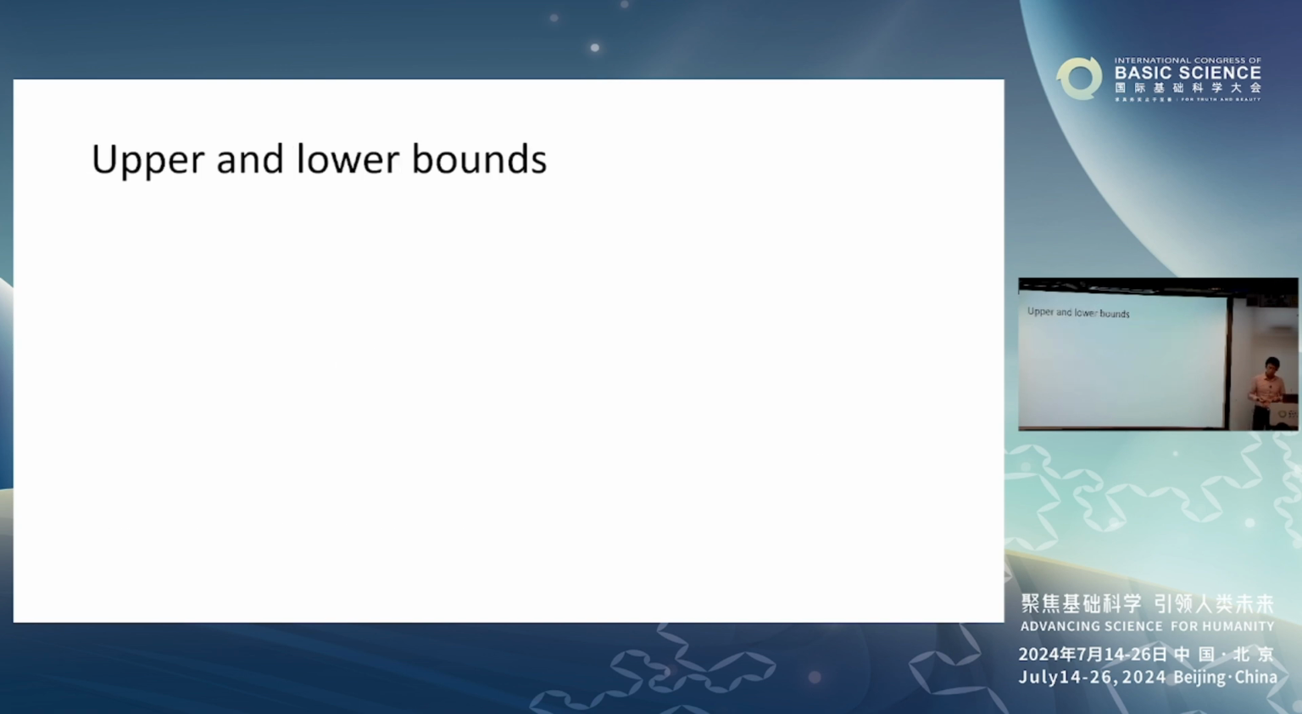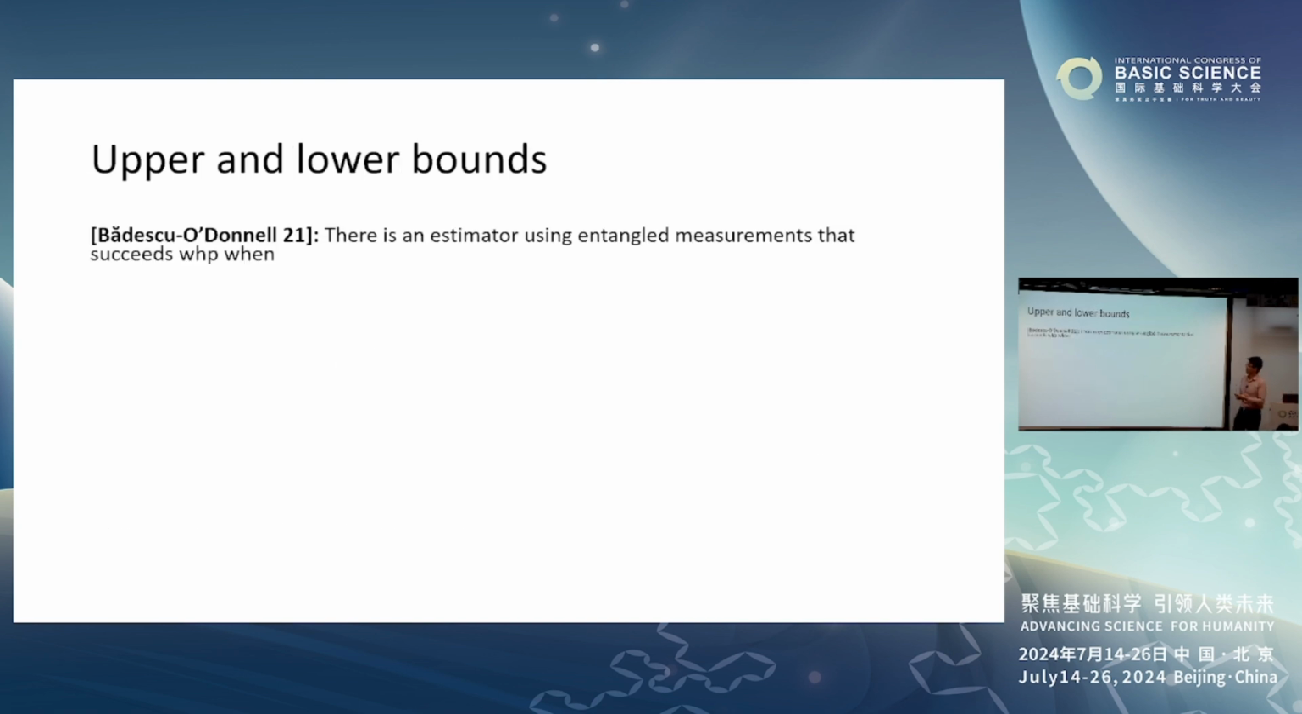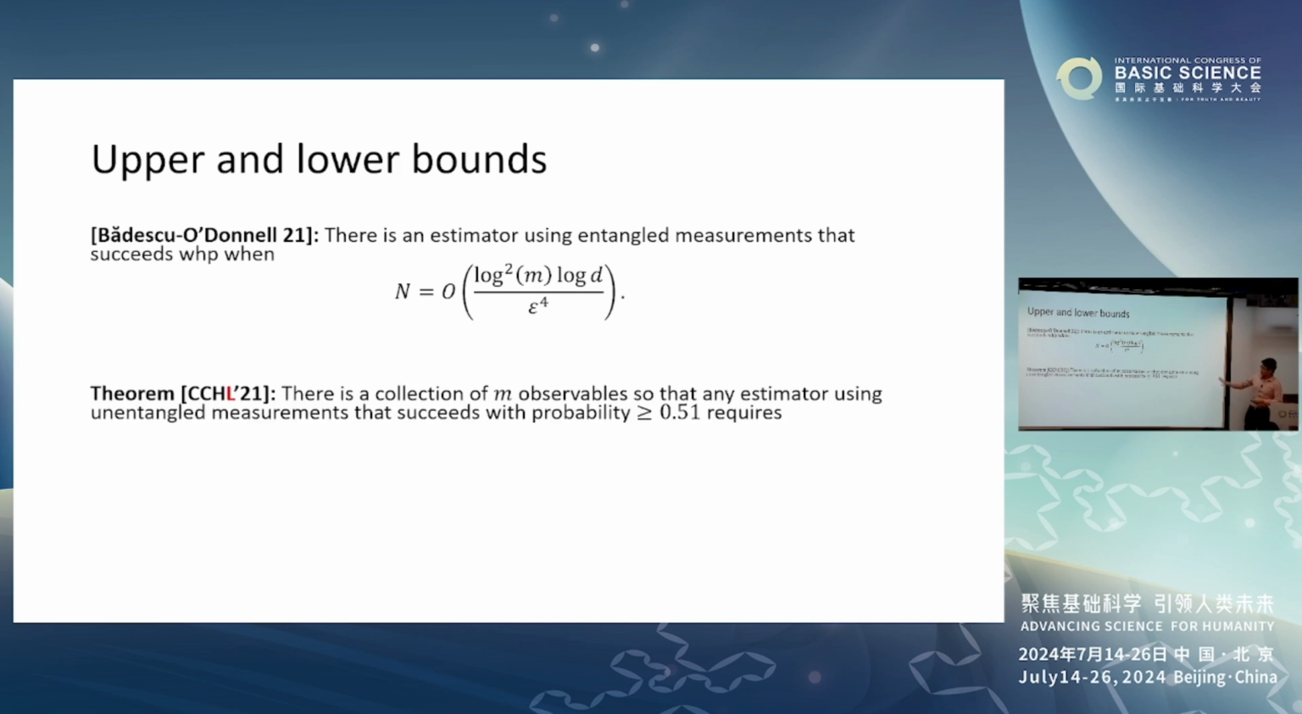So, okay, what do we know? Well, in really nice work of Badescu and O'Donnell, it turns out that there's an estimator that uses entangled measurements that succeeds with high probability when n is this. The exact rate is not super important. The qualitatively important thing is that everything here is logarithmic in M and D. And this builds upon a long line of work by Aaronson and Rothblum and many others.